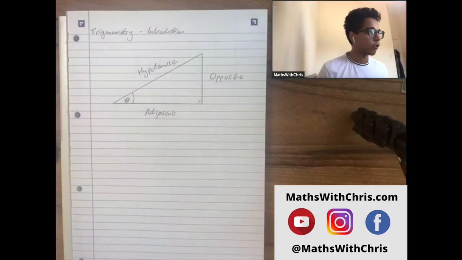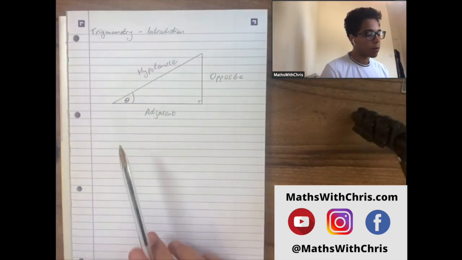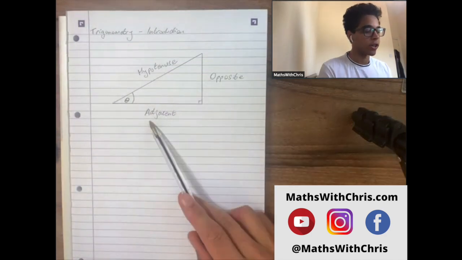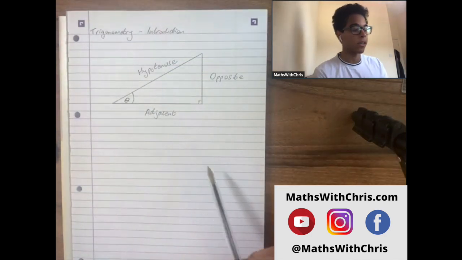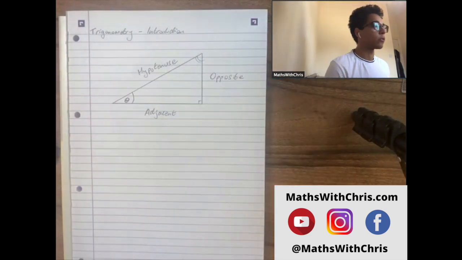It's really important you're able to easily work out and label the triangle. I think the hypotenuse you should be able to get. It's just the adjacent and the opposite you need to be careful with, especially if they're talking about an angle up here, for example. Make sure you know which one's which.